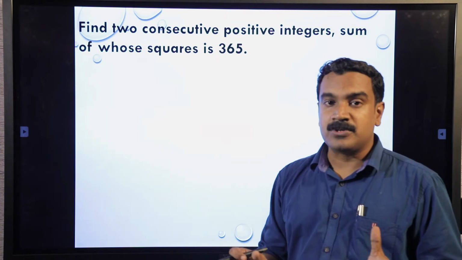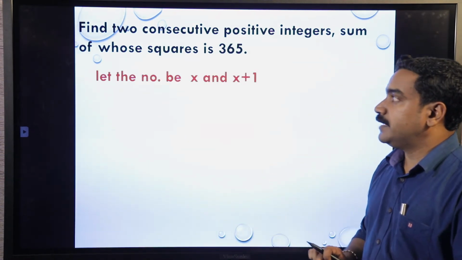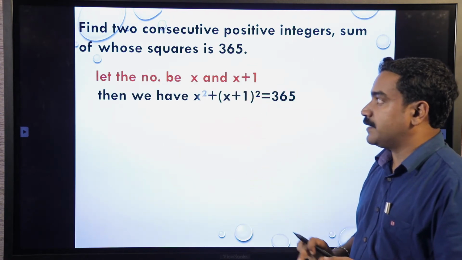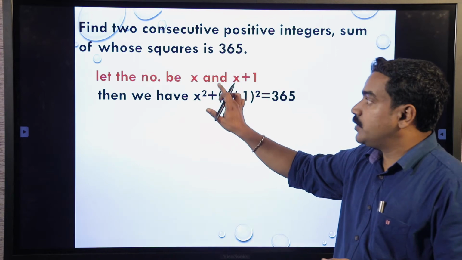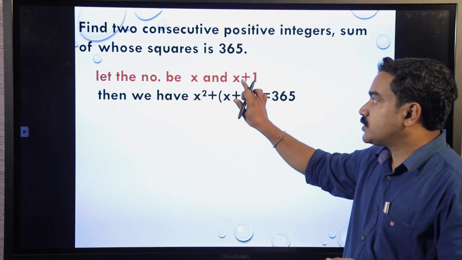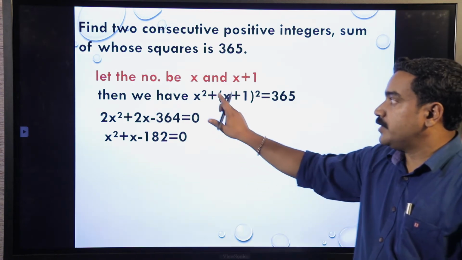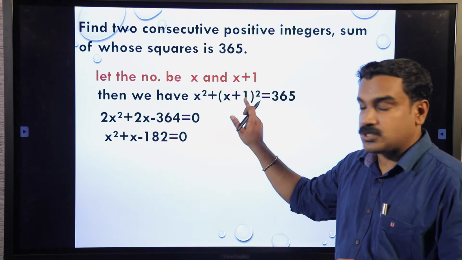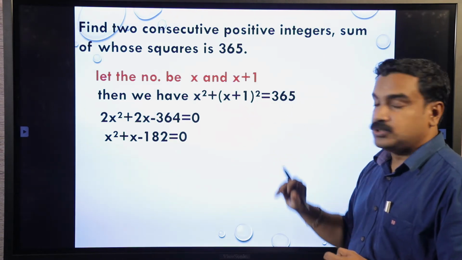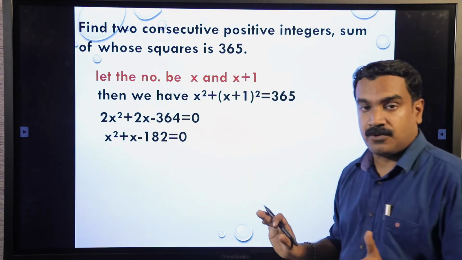Which are the two consecutive positive integers? Let the numbers be x and x plus 1. Then we can find the sum of their squares. The square of x is x square, and the square of x plus 1 is x plus 1 whole square, equal to 365. So x square plus x square plus 2x plus 1 equal to 365. Compare, and you will get 2x square plus 2x minus 364 equal to 0.